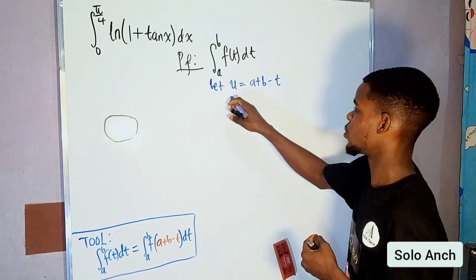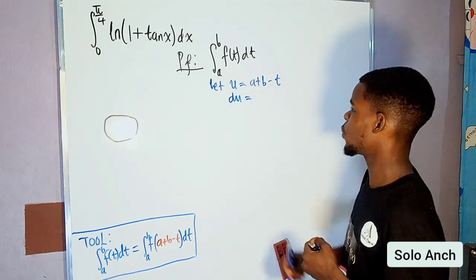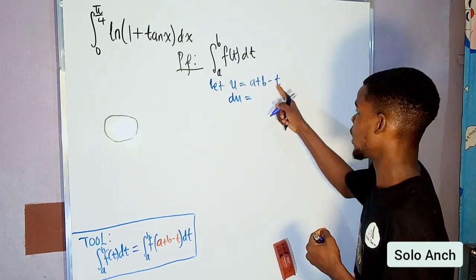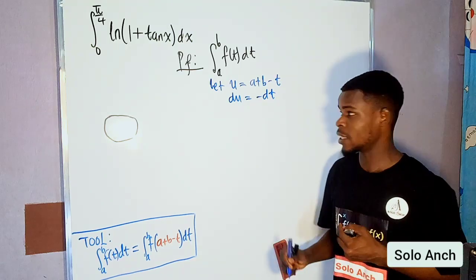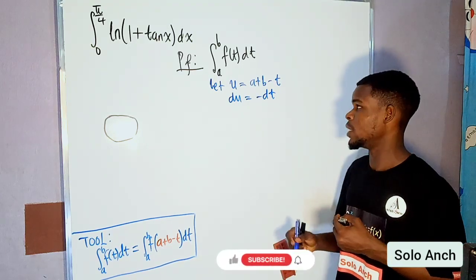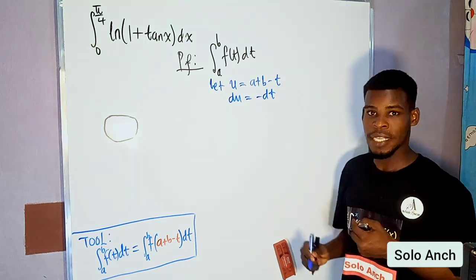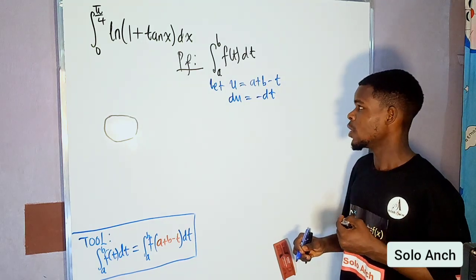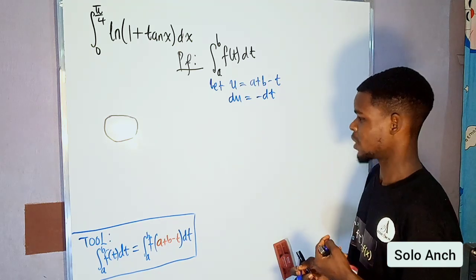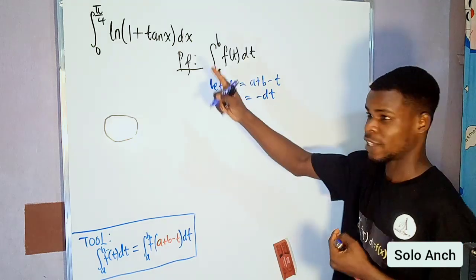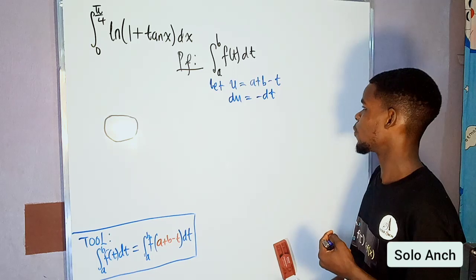Let's differentiate this to see what we have. When we differentiate u with respect to t, we're going to get negative 1. That means du/dt is negative 1, so that du is negative dt. That's built into the fact that a and b are just constants, real numbers, which is enough for us at this level.